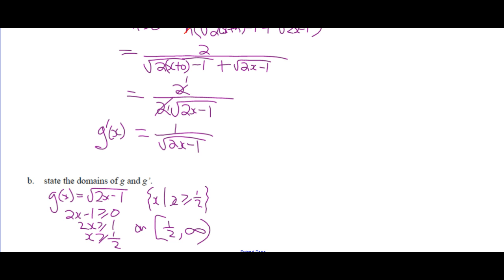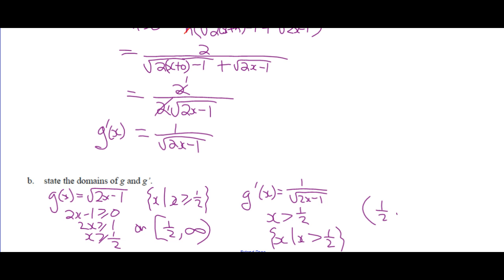So then g prime of x, which is 1 over the root of 2x minus 1, the domain is x is strictly greater than 1/2. Set of all x such that x, or round bracket 1/2, comma, infinity.